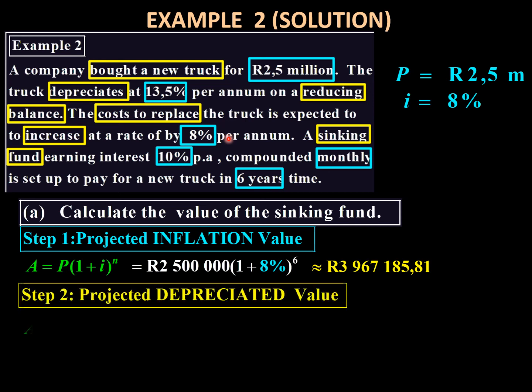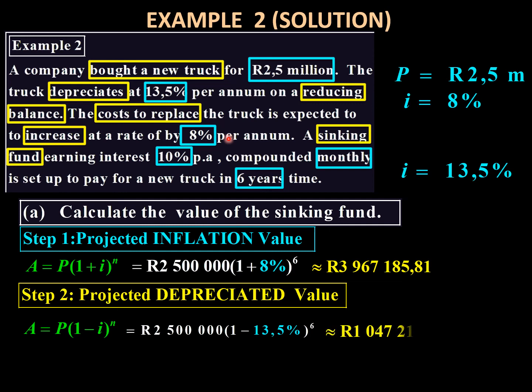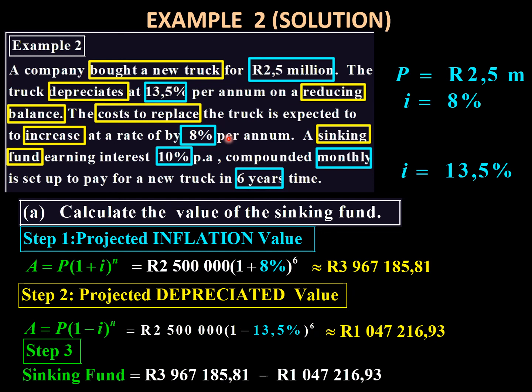Next, we have to work out the depreciated value. There I use the reducing balance formula, and there it is 12.5%. Be careful that you use the correct percentage. That's at 12.5%, and that gives us 1,047,260 rand and 93 cents. Now to get the sinking fund, it will be the difference between the two. So be careful that you use the two values correctly. Subtract the two. So the sinking fund is 2,919,968 rand and 88 cents.